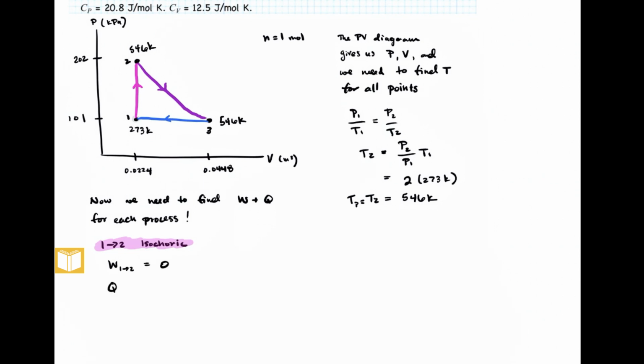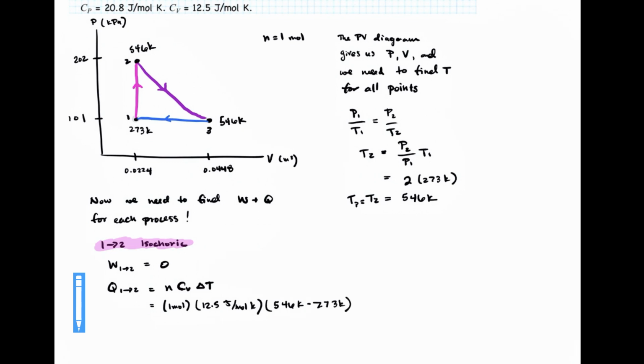So going from 1 to 2, the isochoric process, we know the work is 0 because this is a vertical line, and if you integrate under a vertical line, you're going to get 0. And then for the heat, we use nCvΔT because this is an isochoric process, which means the volume is constant, so we use C for constant volume. So that's 1 mole, and since this is a monatomic gas, 12.5 joules per mole Kelvin. Then we take our difference in temperature.